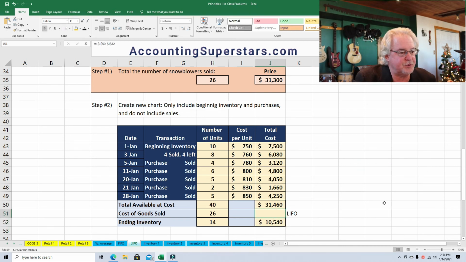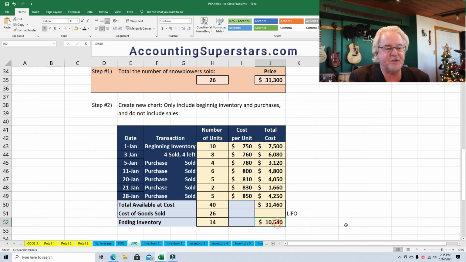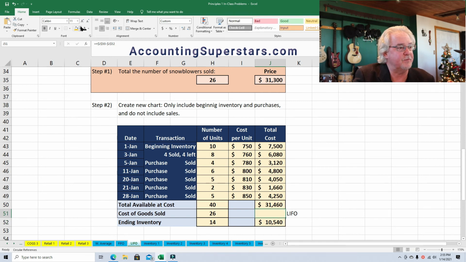The cost of goods sold is really easy. If we had 31,460 available and we have 10,540 that are still here at the store, what did we sell? It'll just be the difference between those 2 numbers right there. 20,920 is what we sold. And this is on a LIFO basis, last in, first out.